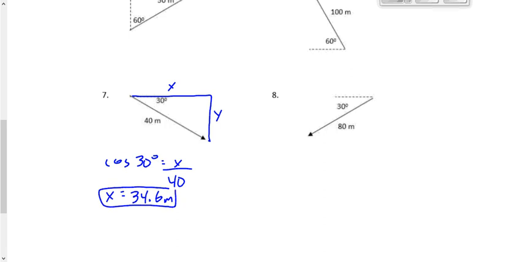Now, my y component is the opposite side of the triangle. I have the hypotenuse, so opposite with hypotenuse is the sine function. To find the y component, we'll say sine 30 degrees is equal to opposite y over hypotenuse. Y is equal to 40 times sine 30, which ends up giving me 20 meters. So x component, y component. How much of that 40 is x? 34.6. How much of that 40 is y? 20 meters is y. Got it?